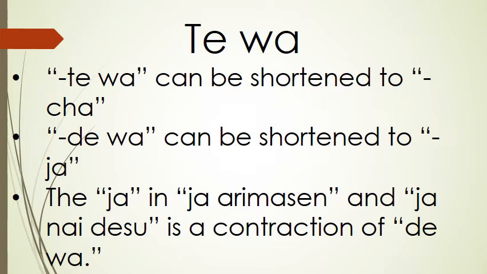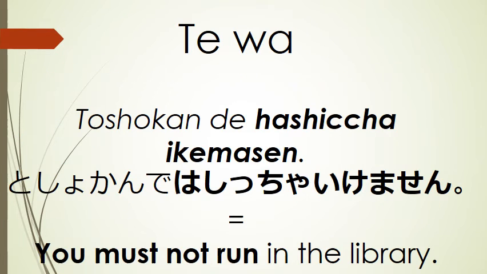Another area where we can form contractions is with the use of tewa. Tewa can be shortened to cha in Japanese, and dewa can be shortened to ja. And just for your information, the ja in ja arimasen and janai desu actually is a contraction of dewa. So if I wanted to say you must not run in the library, instead of saying toshokan de hashite wa ikemasen, I could say toshokan de hashicha ikemasen.